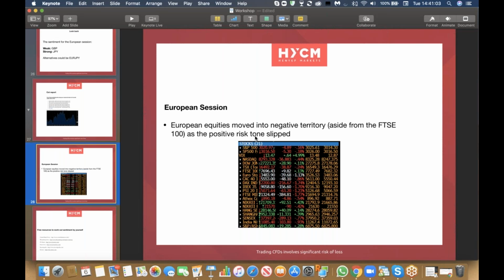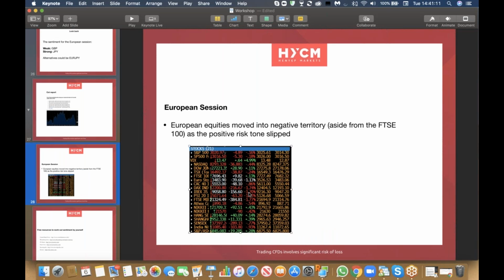So European session, I was just noticing here the positive risk tone slipped. So you can see this was, okay, this is just helpful for you guys to see how this changes. I'm just going to take a screenshot of the indices now. So that's just here.